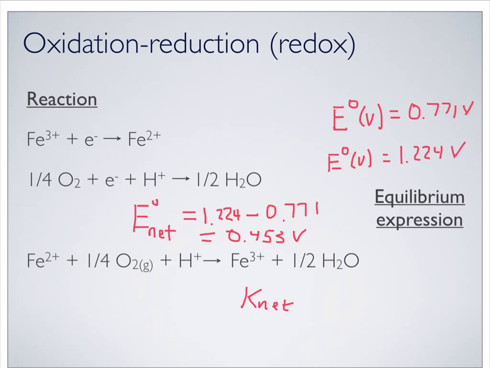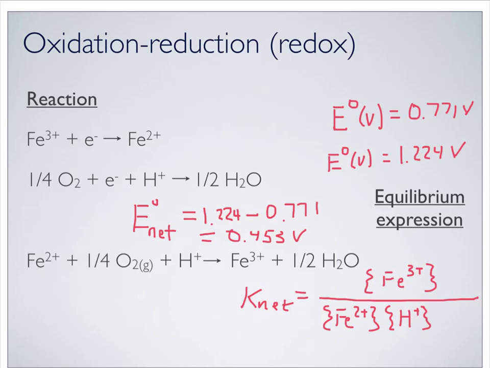So for redox reactions, we can still develop an equilibrium expression, and for this one, we can say that K net is going to be equal to the activity of our products. So that's going to be Fe3 plus, since again the activity for water is by definition going to be equal to 1, divided by the activity for our reactants, so Fe2 plus, the hydrogen ion concentration, and in this case, because oxygen is a gas, we're going to define its activity based on its partial pressure. So that's the partial pressure of O2, and that's going to be to the 1/4 power.